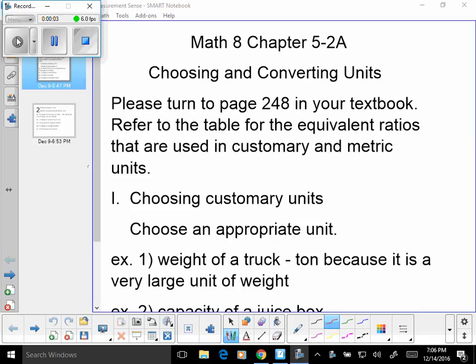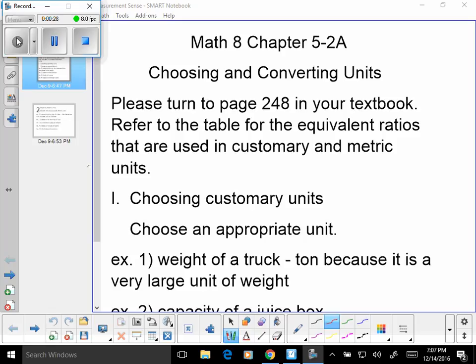Hello again, 8th graders. This is Chapter 5.2a on choosing and converting units. Please make sure that you turn in your textbook to page 248. There is a table in there that refers to equivalent ratios that are used for both customary and metric units. And you will be using that table for the next couple of lessons.